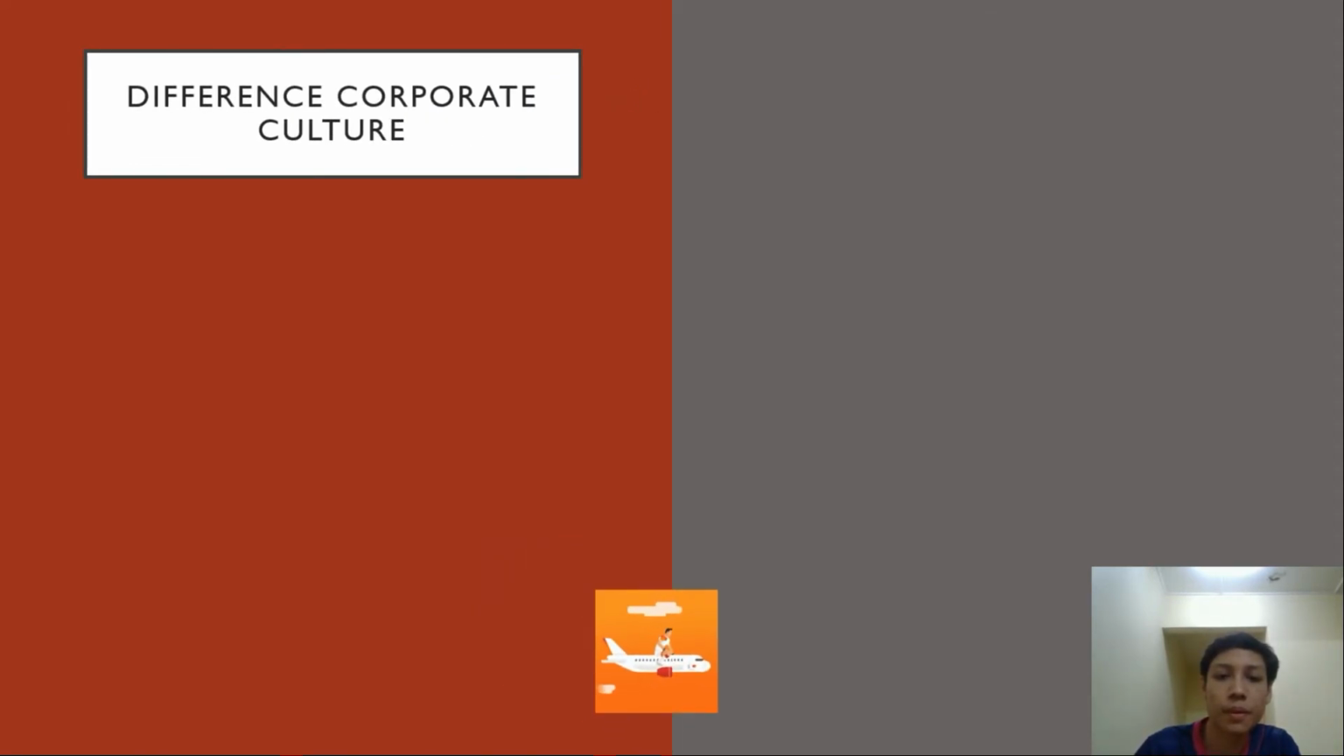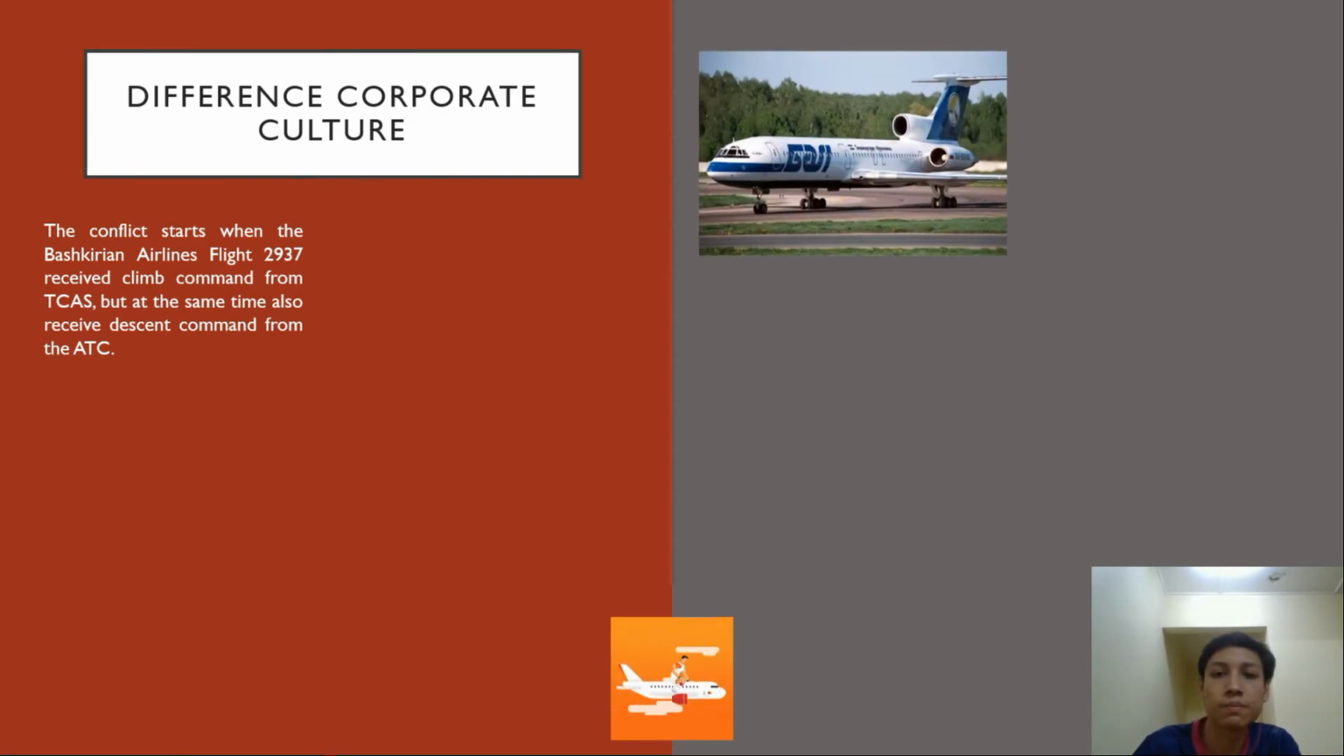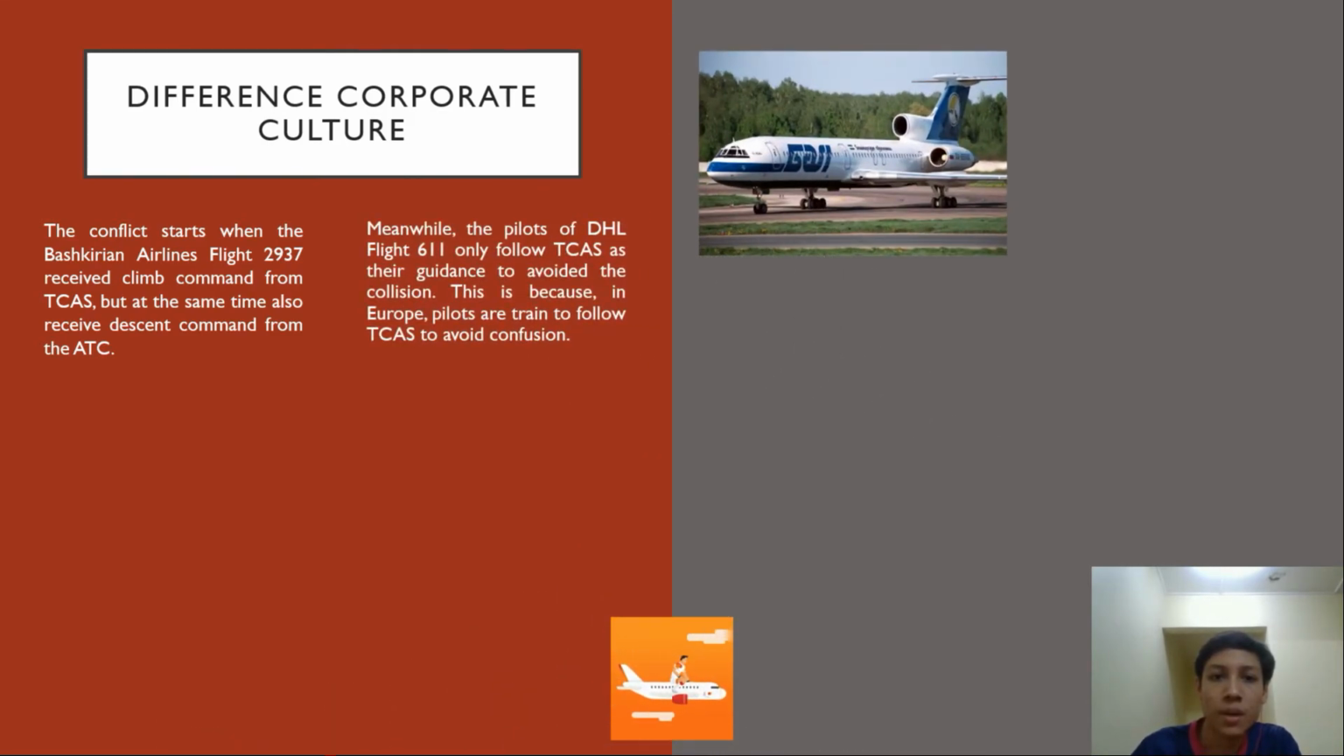The next cause of the accident is due to different corporate culture between countries. The conflict starts when Bashkirian Airlines Flight 2937 received a climb command from the TCAS, but at the same time also received a descent command from the ATC. Meanwhile, the pilots of DHL Flight 611 only followed TCAS as their guidance to avoid the collision.